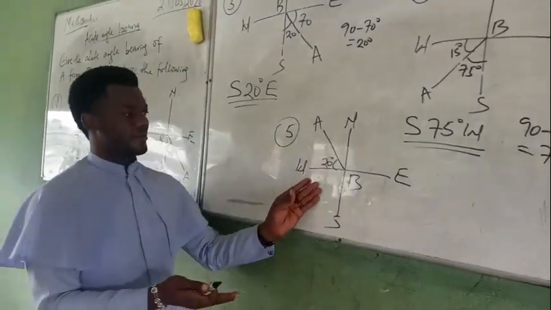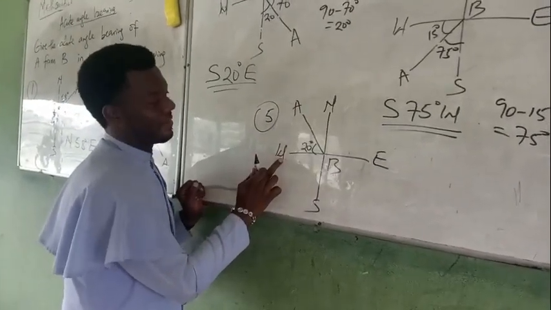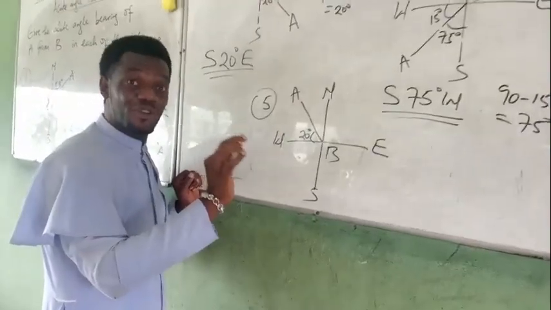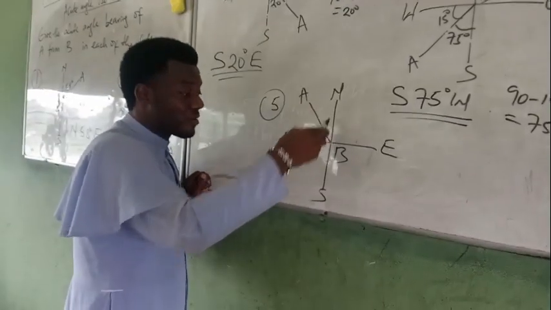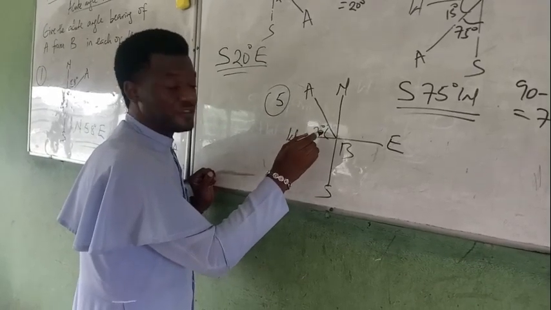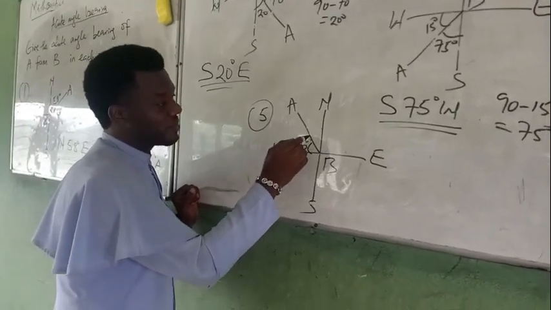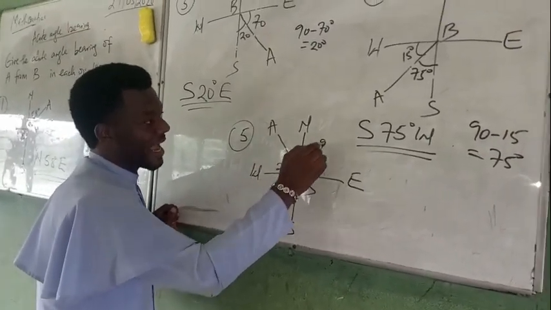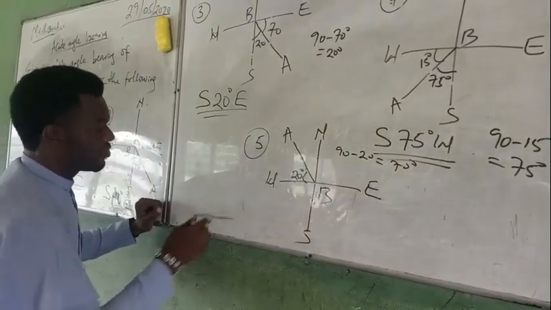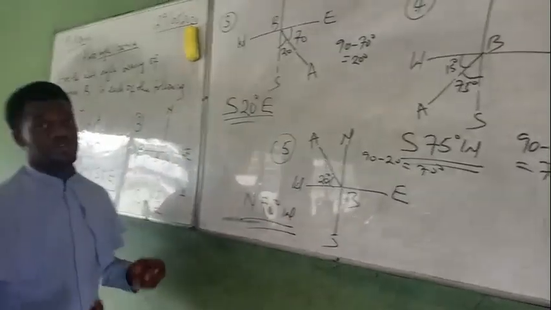Now, looking at this one, we find that the direction of A is northwest. And mind you, just as I keep on saying, the direction is what you have to say from north or from south to that point. We are given from west to this point is 20, but we are interested from north to this point. So if from here to here is 20, from here to here it should be 90 minus 20, which is 70 degrees. So the acute angle bearing should be north 70 degrees west. That is the answer. That's what is required.